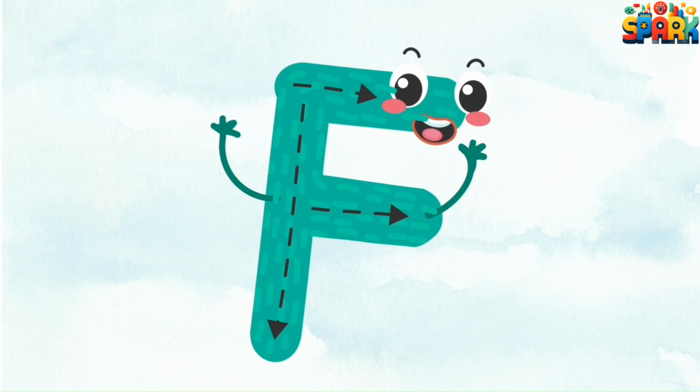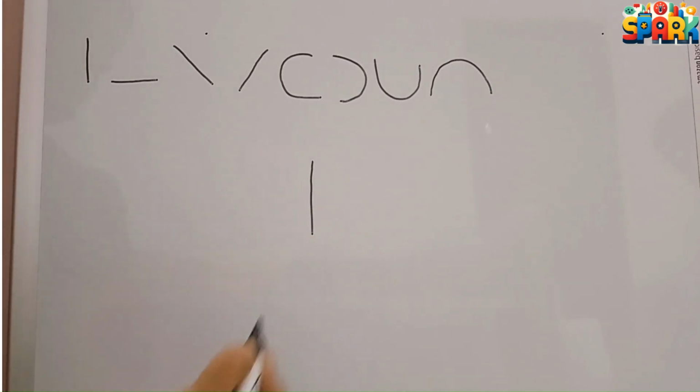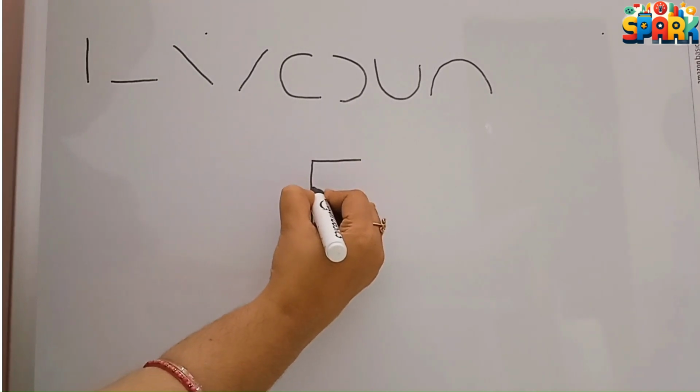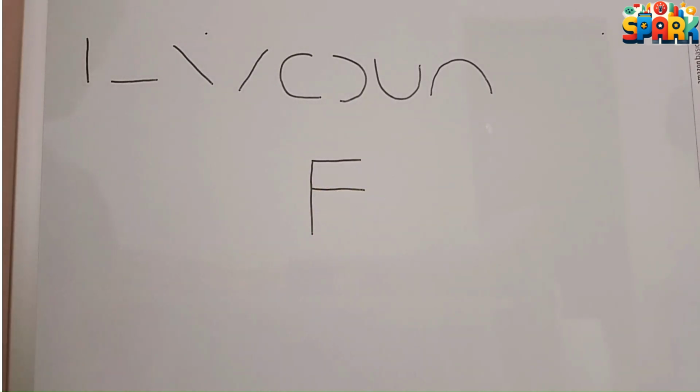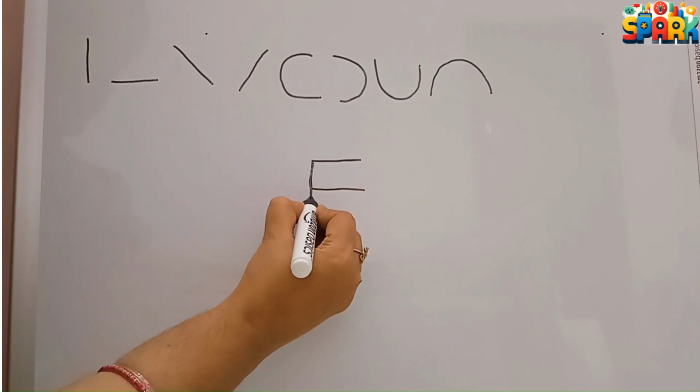This is the letter F. We will see how to trace it. First draw a standing line like this. Then draw a sleeping line at the top and another sleeping line down to it. This is F. Let's trace it again.